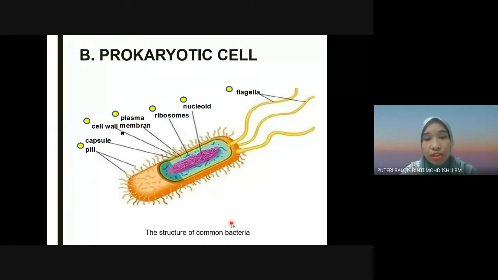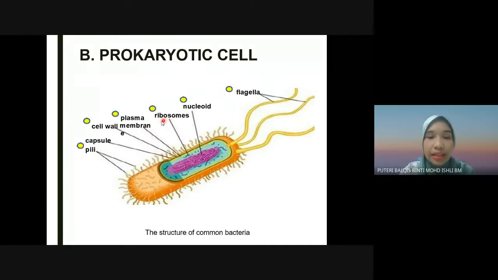So this is the structure of bacteria. You can see that we have flagella. It is flagella for plural, flagellum for singular. In this diagram, it points to 2 flagella. And this is the nucleoid. The nucleoid is the region where DNA can be found. Prokaryotic cells do not have a nucleus, but they have a nucleoid.